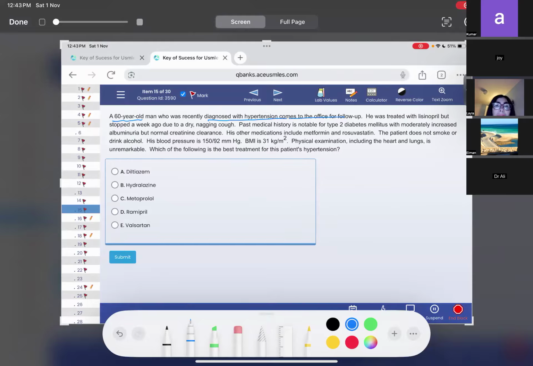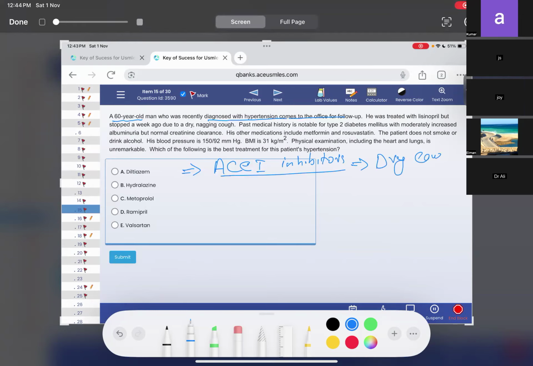So it looks like a side effect happened. Lisinopril is an ACE inhibitor. And what is the most common side effect of ACE inhibitor? Dry cough. Dry cough, angioedema.